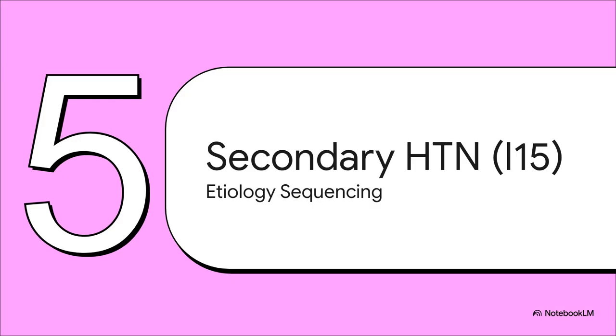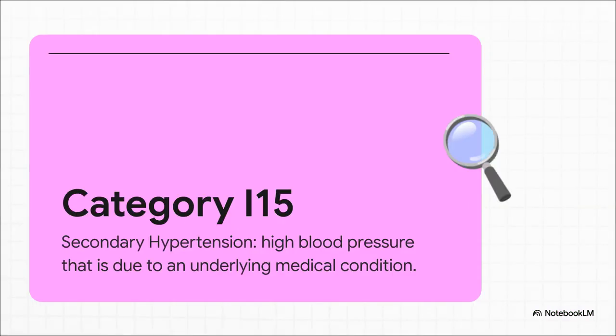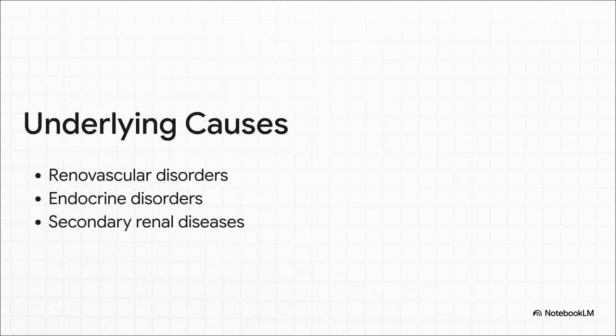Let's pivot to secondary hypertension and etiology sequencing. We've totally mastered the presumed link, but now we need to tackle the main exception to these rules. Unlike essential or primary hypertension, where the cause is usually kind of a mystery, secondary hypertension, found in category I15, means we know exactly what is causing the high blood pressure. It is directly caused by a separate underlying medical condition. Some of the most common underlying causes include renovascular disorders, like renal artery stenosis, or they could be endocrine disorders like a pheochromocytoma or other specified secondary renal diseases. Basically, these underlying conditions are the root trigger causing that blood pressure to spike.